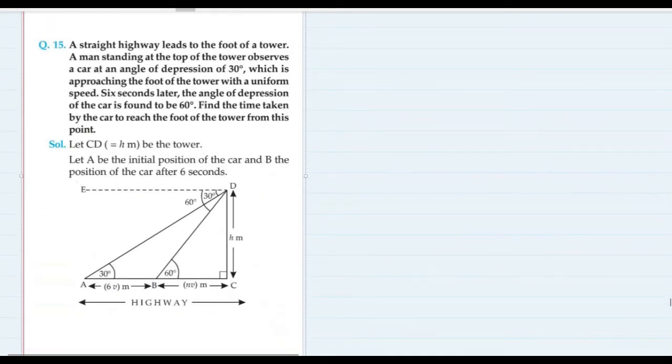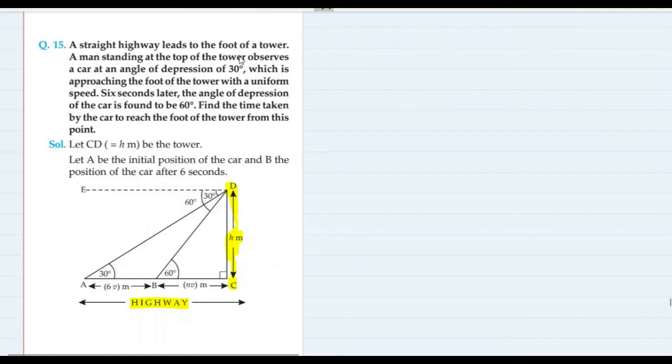A straight highway leads to the foot of a tower. Okay, straight highway. So this is the highway which leads to the foot of the tower. A man is standing at the top of the tower. So here there is a man. See, this is the tower, DC. You see DC? Yeah, so here there is a man who is standing.